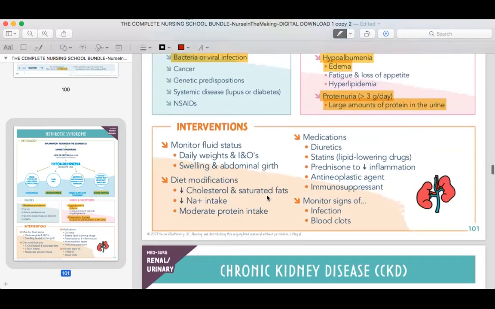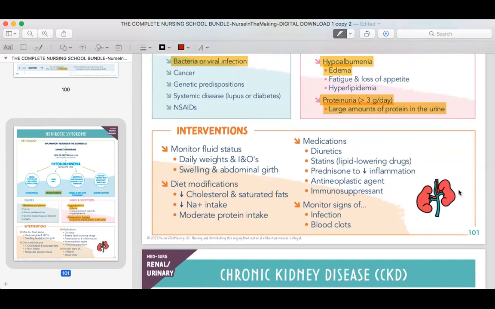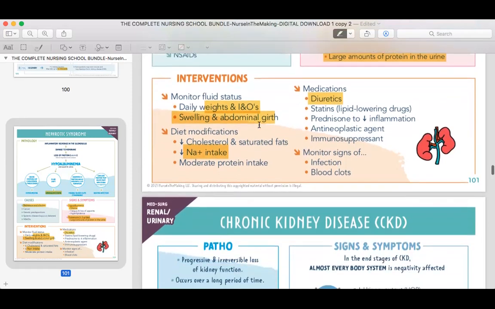And hypoalbuminemia and edema. Interventions, like we mentioned with the other one: if your kidneys aren't working right, which are important for secretion of medications and filtering out blood, you want to monitor your intake and output, your weights, your abdominal girth. Make sure to decrease sodium for sure, because you don't want to increase the water you're holding in your body, which is going to increase blood pressure. Diuretics are important to give so they can secrete the fluid out of their body. Right now, I think those are the most important ones to know.